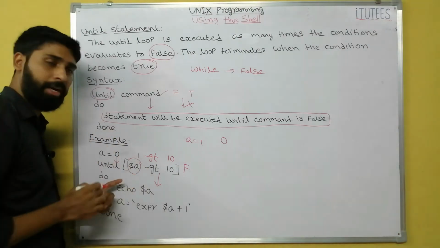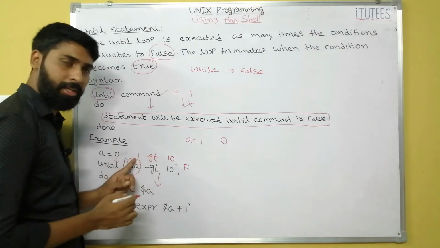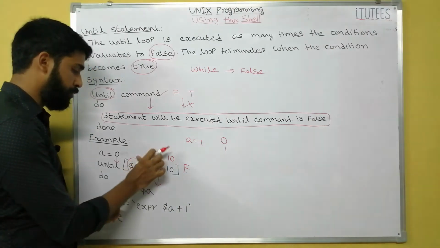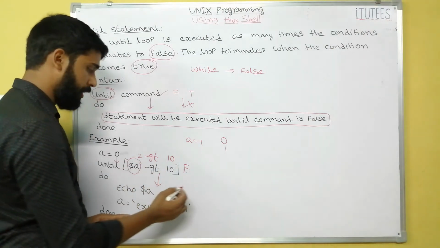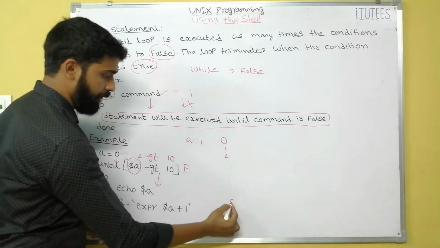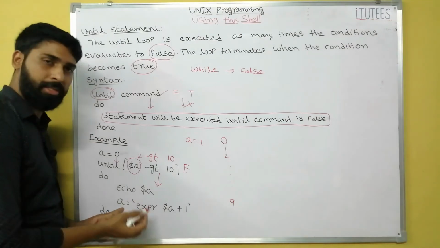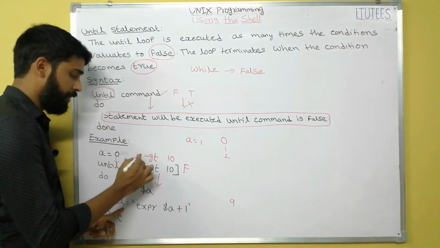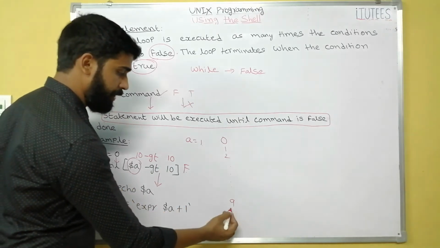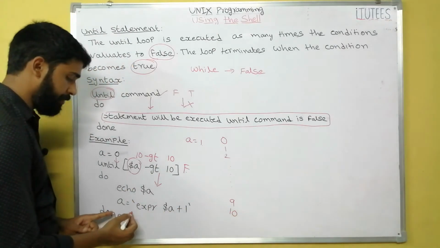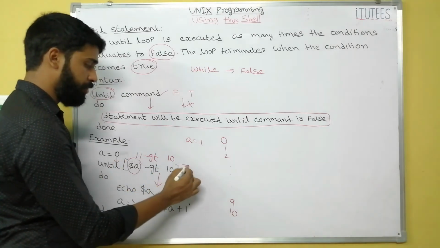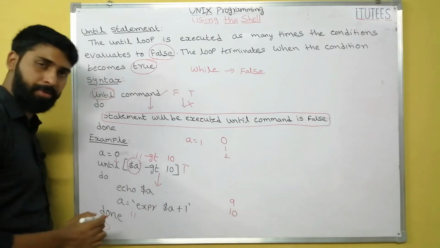Again it goes to condition. So 1 greater than 10, false. So enter into the loop, prints 1. Next 2, 2 greater than 10, it is false. Enter into the loop, print 2. And similarly, it prints up to 9. After that, a becomes 10. 10 greater than 10, false. So it prints 10. After that, it becomes 11. 11 greater than 10. Now it is true. So we come out from the loop.